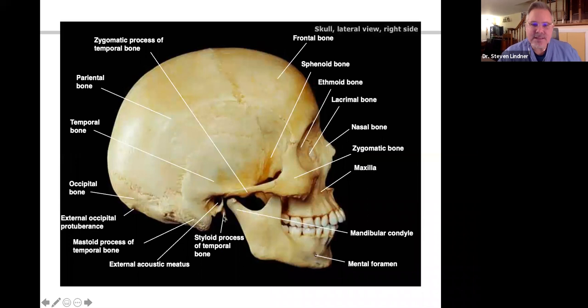Mastoid process, styloid process, external occipital protuberance, EOP, the external acoustic meatus. Here is your temporal bone, and this suture right here is called a squamous suture. Looks like a squamous cell. Back here is the lambdoidal suture that separates the occiput from the parietal bone. And then here's your frontal bone.